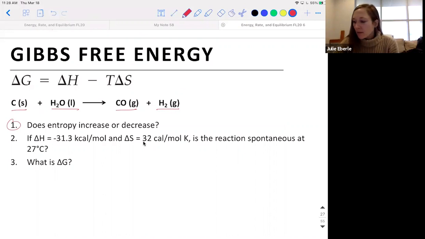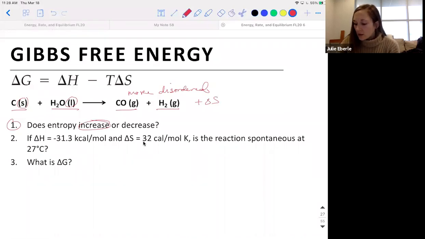Kendall and Bailey both say positive. Okay, so we've got things that are solid and liquid, very ordered, right? Gases are more disordered, so we're more disordered on the product side, so we got a positive delta S. So it's increasing. Good.